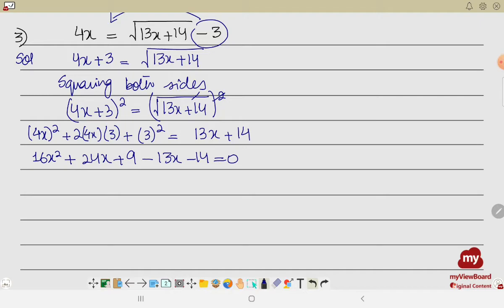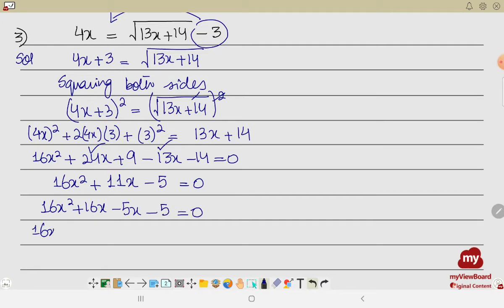So now we'll solve further. We get 16x squared plus 24x, and 13x are like terms, so we are left with 11x, and plus 9 minus 14 is our constant term, so we are left with minus 5. So let's see further. Can we solve it? Can you break the middle term? Yes, we can: 16x squared plus 16x minus 5x minus 5 equals 0.